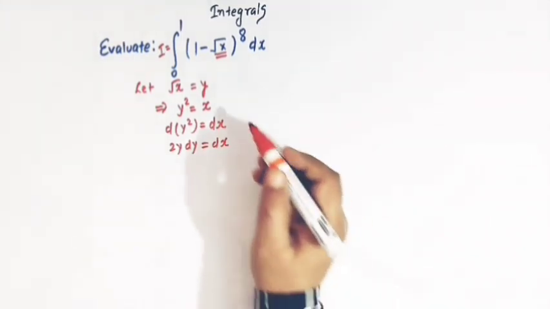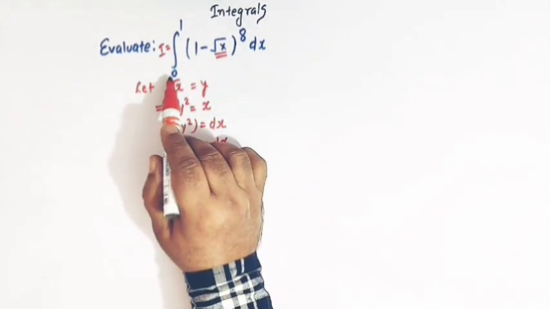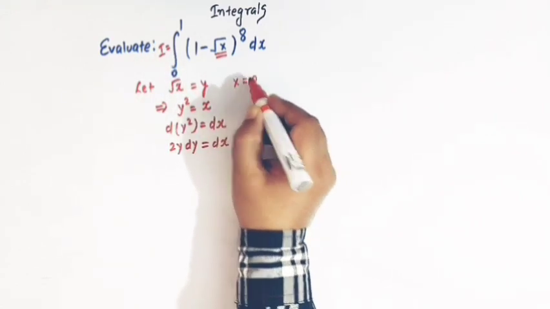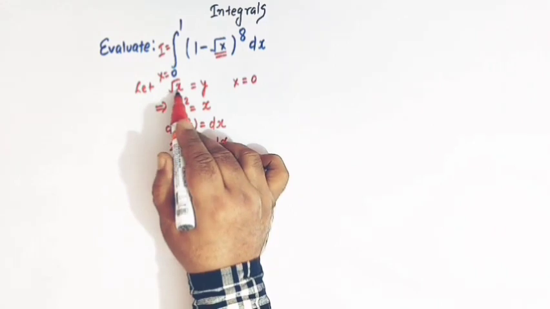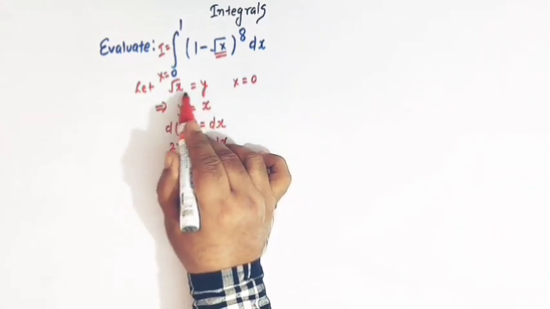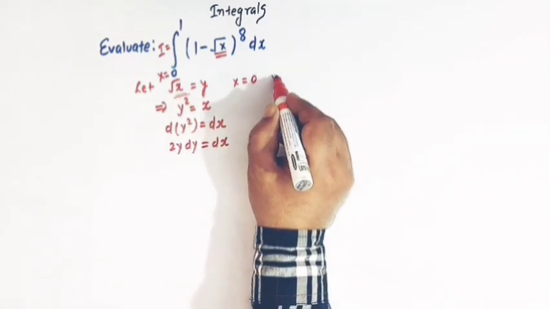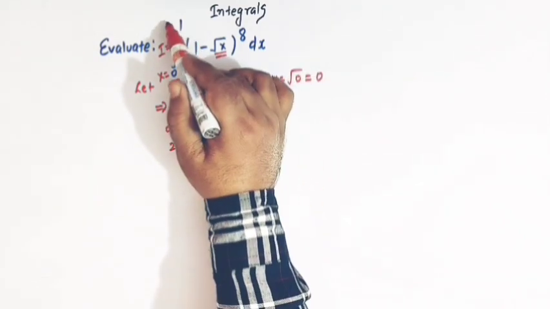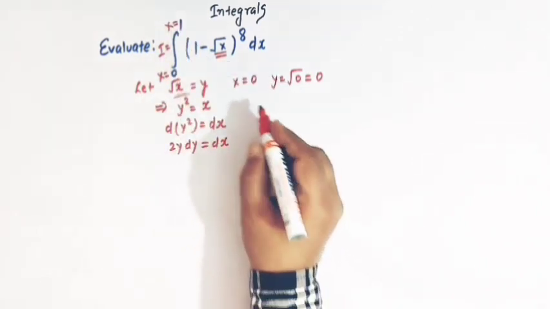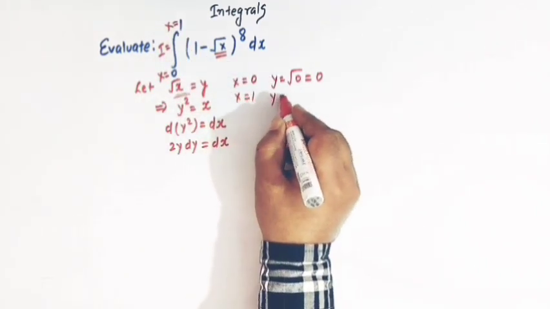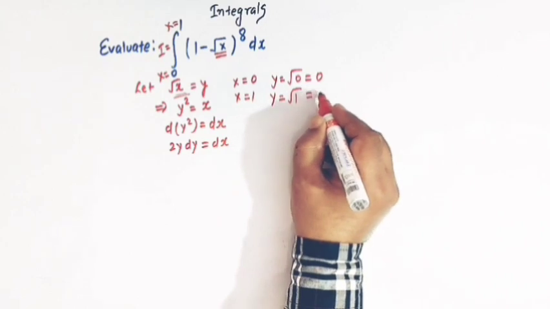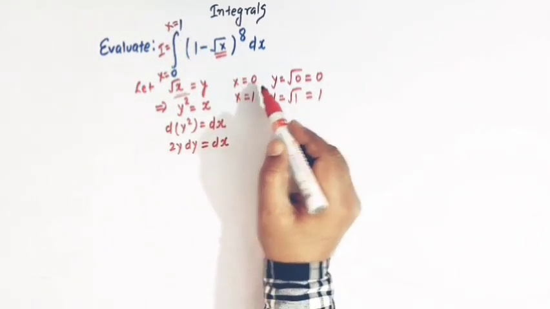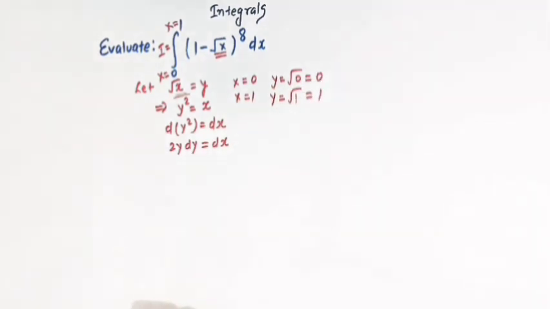Now let us change the limits. Here x varies from 0 to 1. When x is 0, the value of y can be calculated from this relation: y is equal to square root of 0, that is equal to 0. And when x is equal to 1, the value of y is square root of 1, that is simply 1. So when x goes from 0 to 1, y goes from 0 to 1.